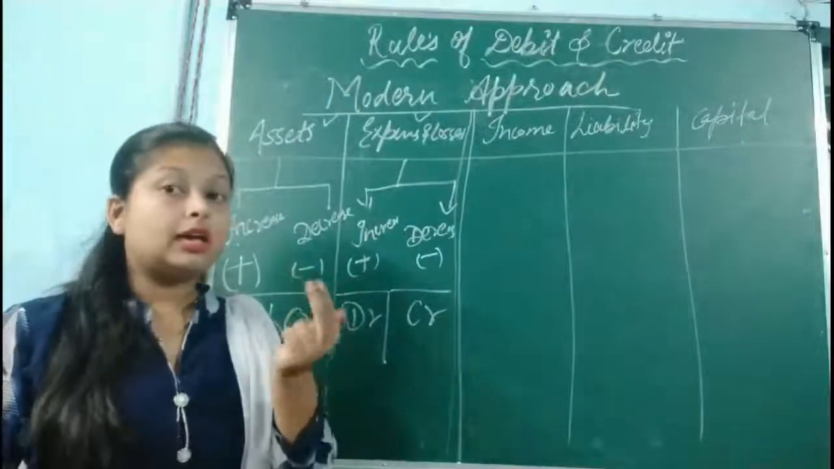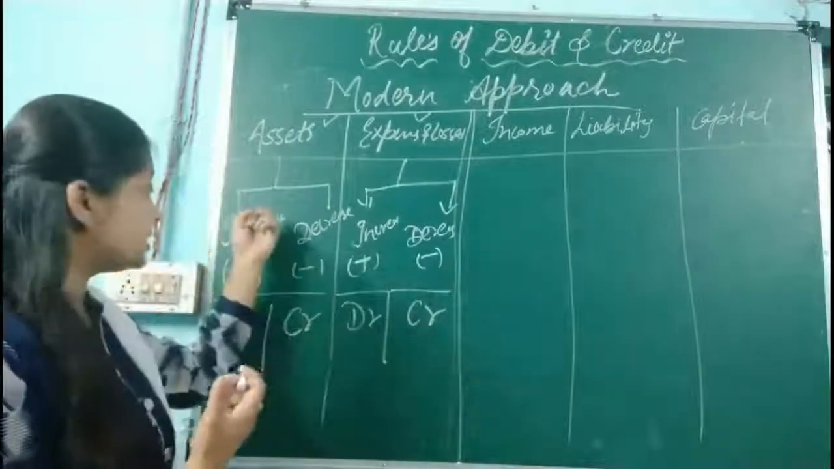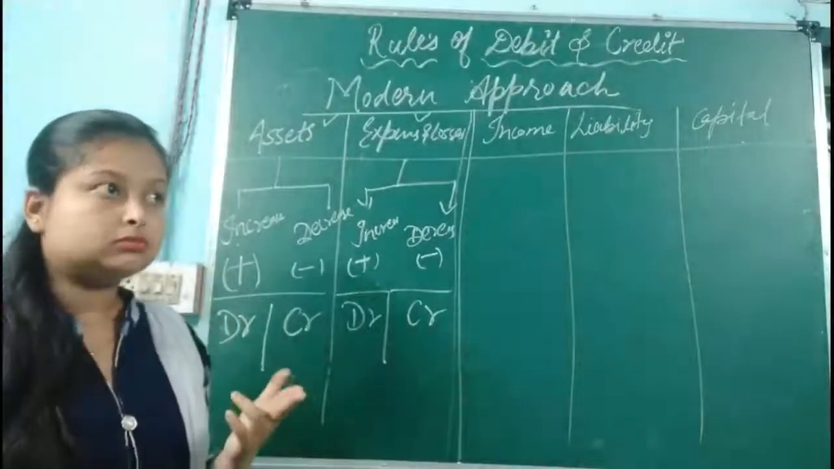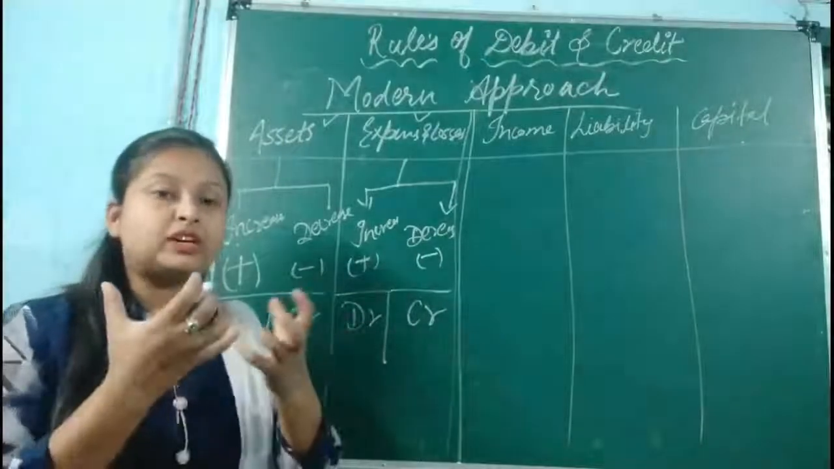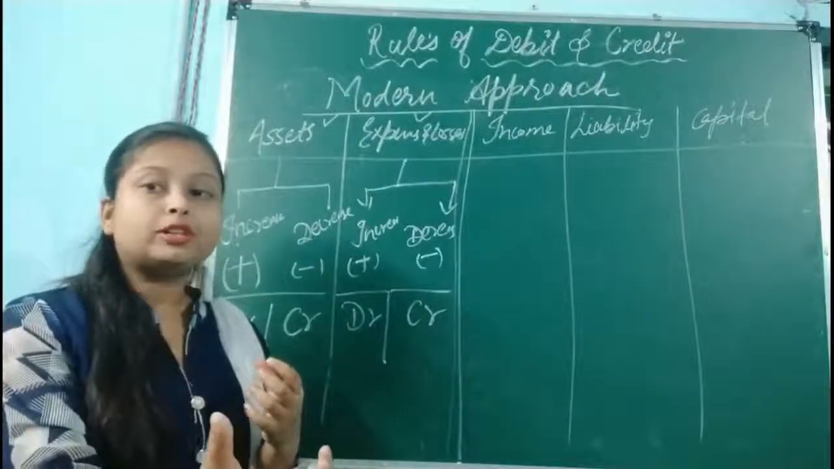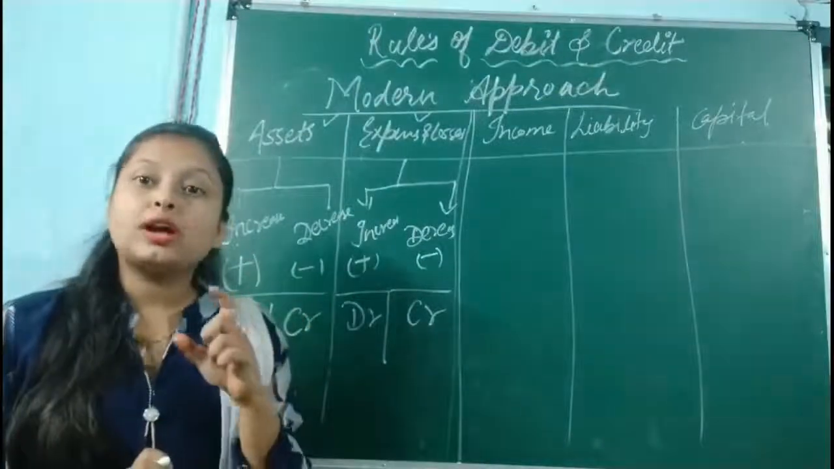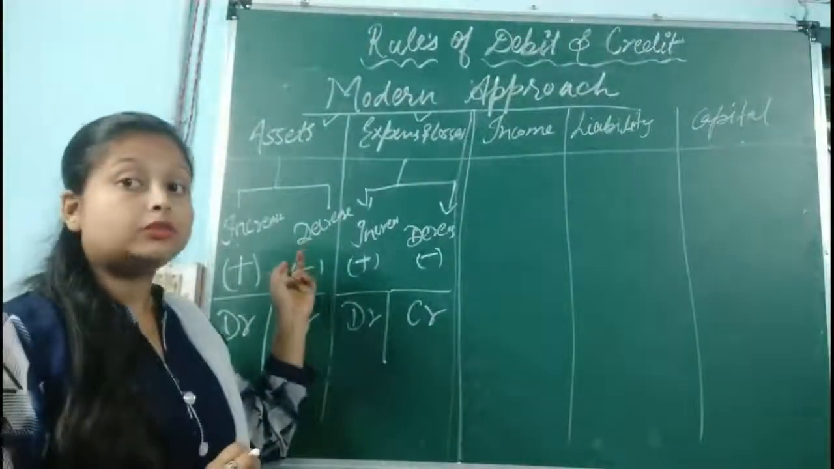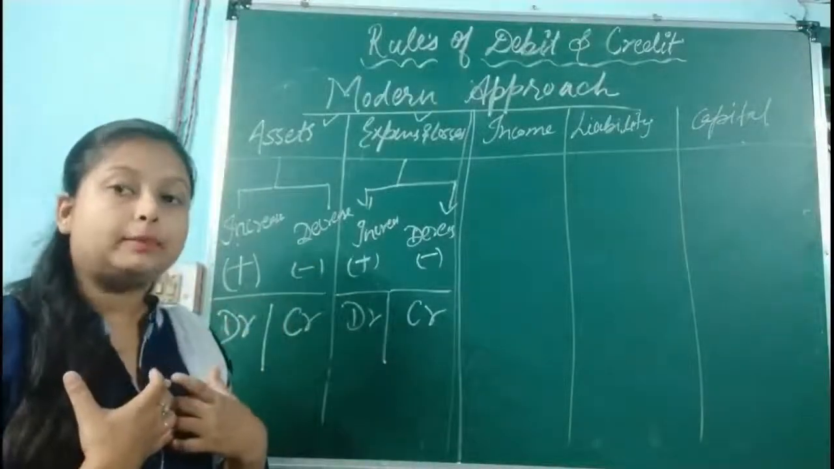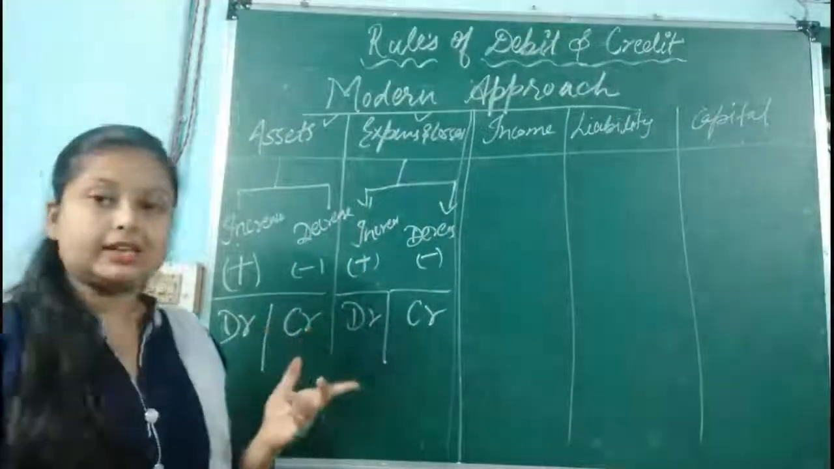Let's take an example that in an organization we are going to purchase a machinery. So in the organization machinery is going to come, there will be an increase in asset, so machinery account will be debited. Now when we purchase a machinery, we are going to pay back the amount for that, so cash will go out from the firm, and cash is also a kind of asset. So from this rule, things are clear: machinery account debit, and cash account will be credited.